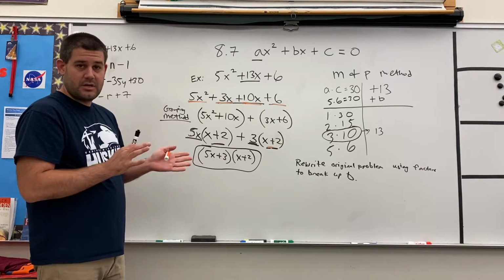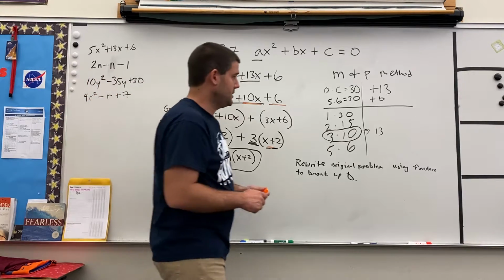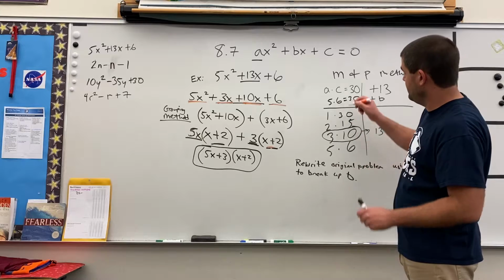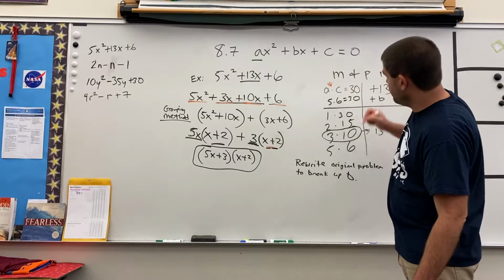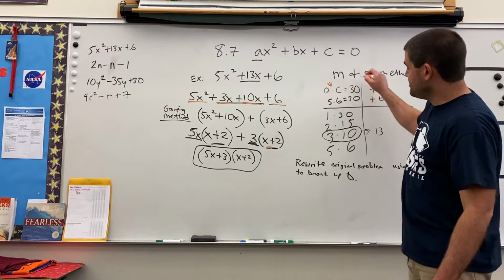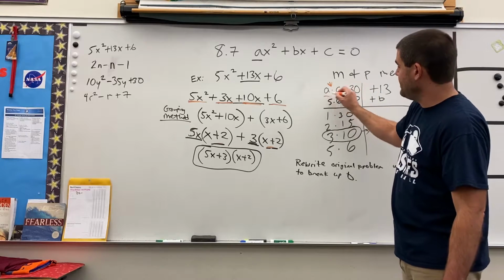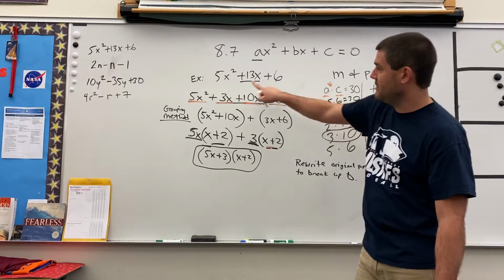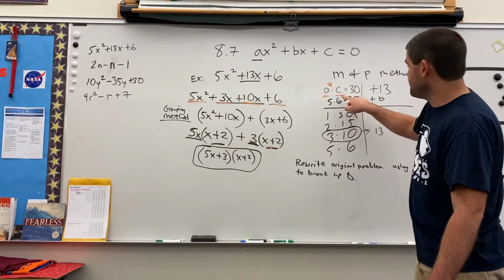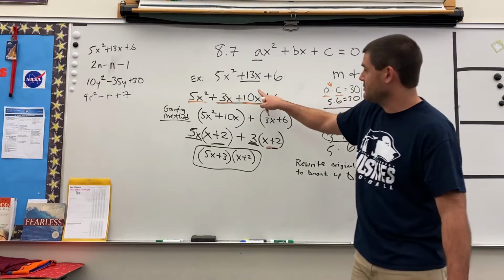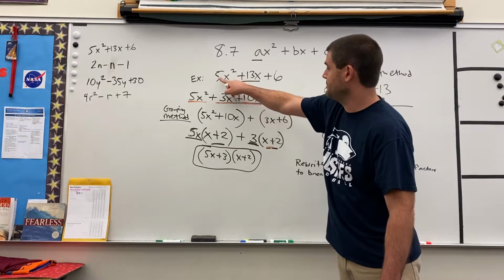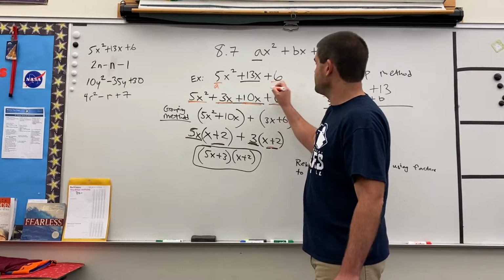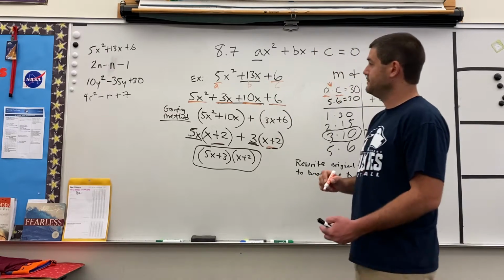If I lost you anywhere, rewind it, watch it again. One part that I feel like I ran through pretty fast was this part. Okay, this area right here, you have to multiply a times c. This is your leading coefficient in front of the x squared term, and this is your coefficient for the c term. I'm sorry, I should have looked up here. A is this guy, and c is this guy, and then b is that guy.